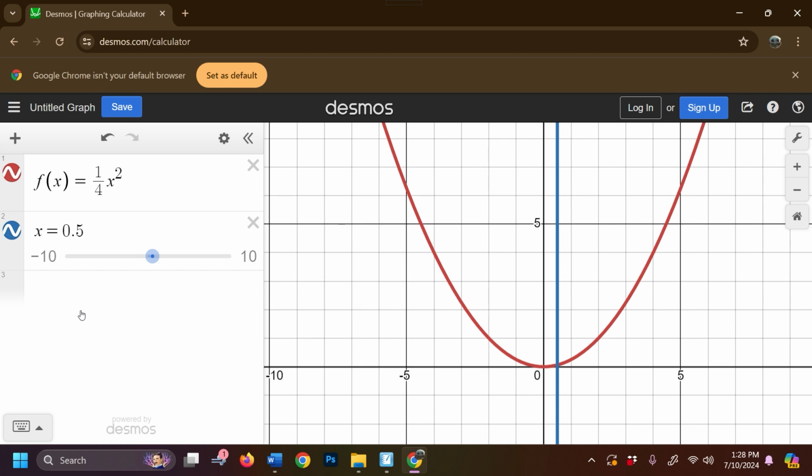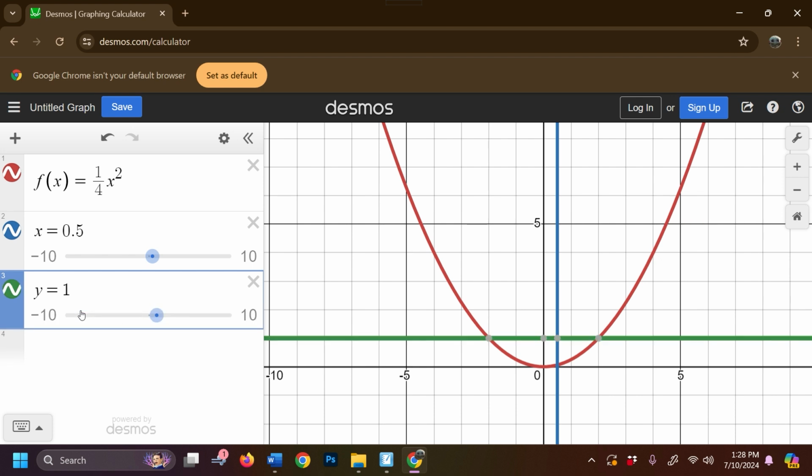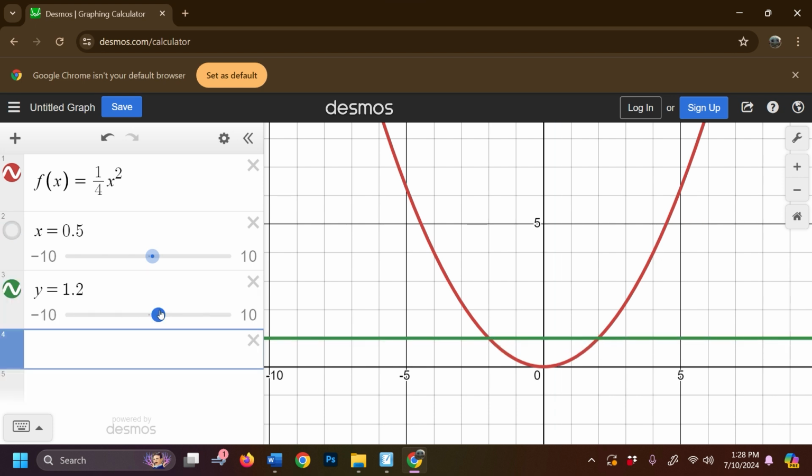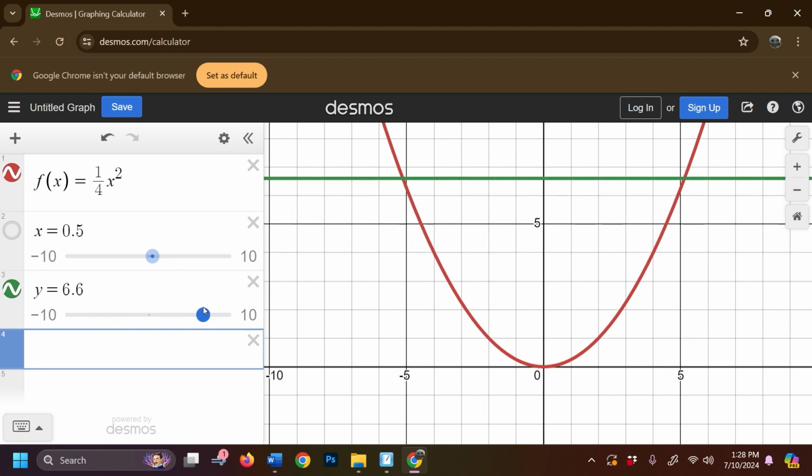F is not a one-to-one function. So if I put in y equals 1, and let's turn off this line, the red parabola does not pass a horizontal line test. This horizontal line passes the red curve through this point right here and this point right there. Clearly, the original red function is not one-to-one.